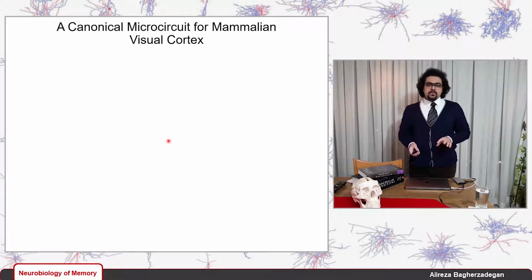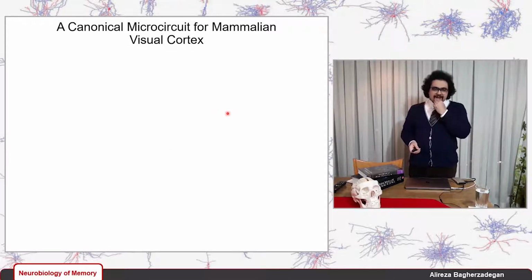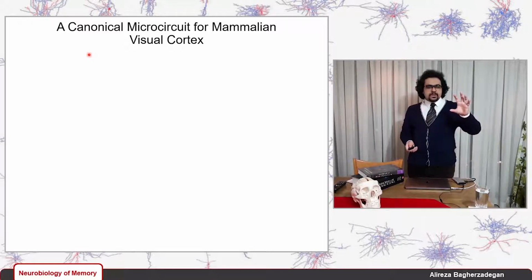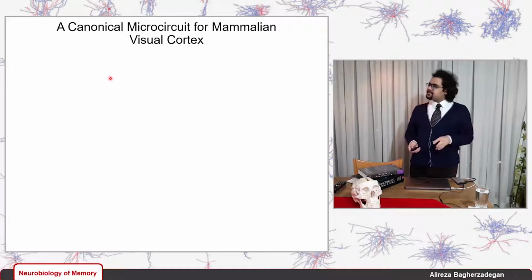I don't want to dive deep into the history of microcircuits. I just want to introduce two of the most important pioneers of microcircuit studies, two of the giants of microcircuit studies. One of them is Rodney J. Douglas, who for the very first time introduced the idea of a canonical microcircuit. A canonical microcircuit is just a basic, simplified, or generalized way to demonstrate a microcircuit.